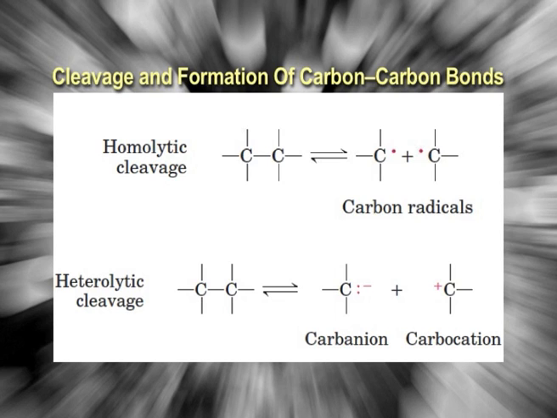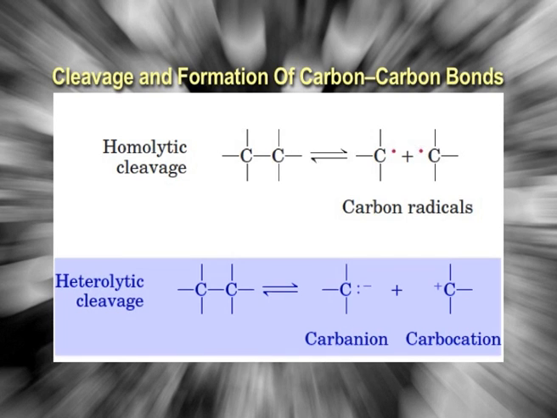Now, cleavage and formation of carbon-carbon bonds. First, the cleavage or breakdown can be of 2 types, homolytic and heterolytic. In the homolytic cleavage, the electron pair that is being shared between 2 carbons is evenly cleaved, so 2 carbon radicals are generated. The examples of these type of free radical mediated reactions in biology are very rare.